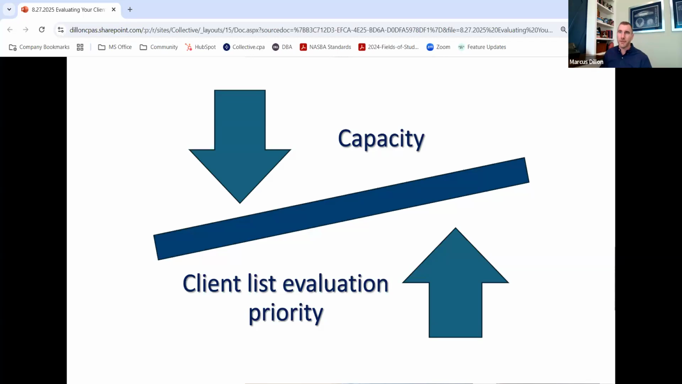Yeah, so it all comes down to the people that we serve. When we talk about our CPA firms, it's that client list evaluation. And as your capacity decreases, it's that toy on the playground, the seesaw, right? Teeter totter, seesaw. Yeah. So as the capacity goes down, the priority of reviewing your client list needs to go up. And we've built in certain checkpoints throughout the year to review that.